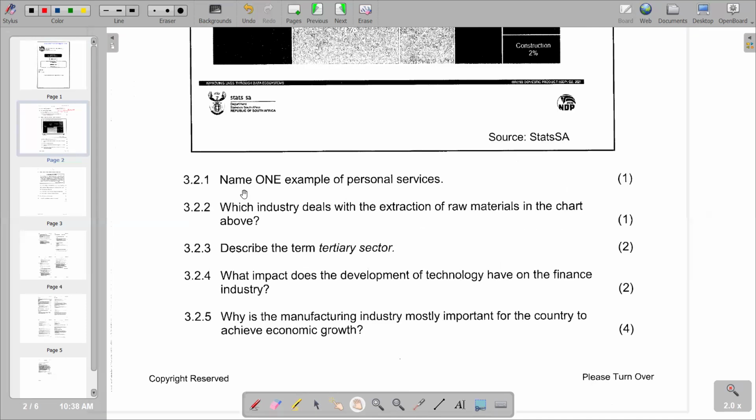Then I believe that the first question says, name one example of a personal service. So basically, a personal service involves individual efforts. An example that we can give in terms of a personal service is medical services. A medical service can be a personal service. So basically, we can just break them down here, where we are talking about medical services, and also we can talk about financial services.